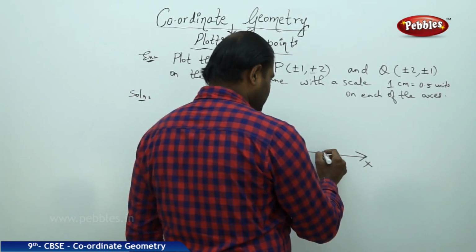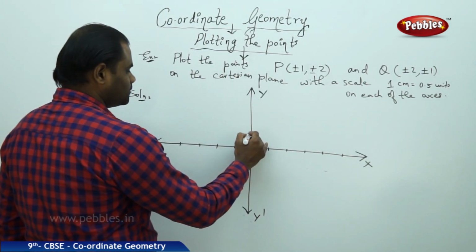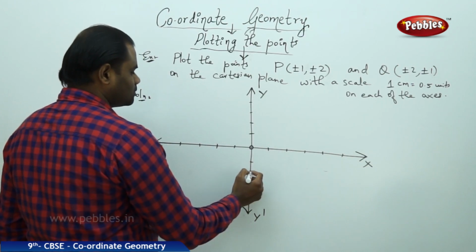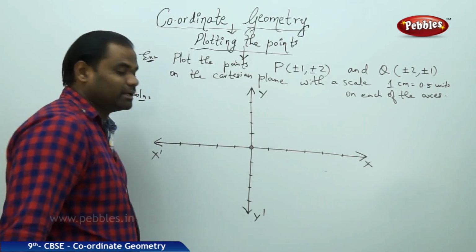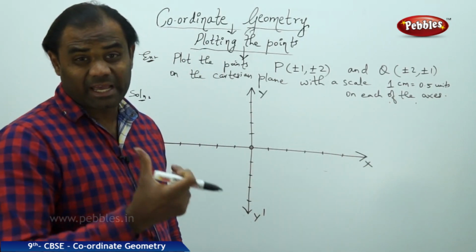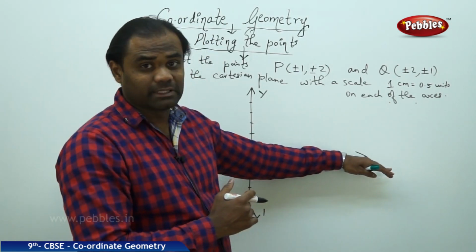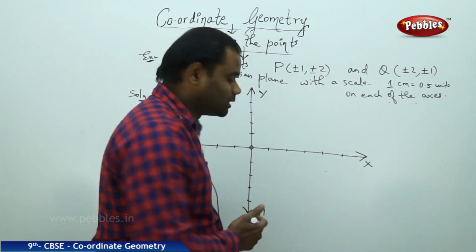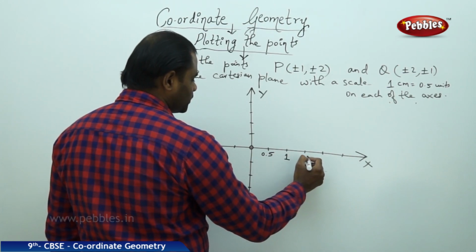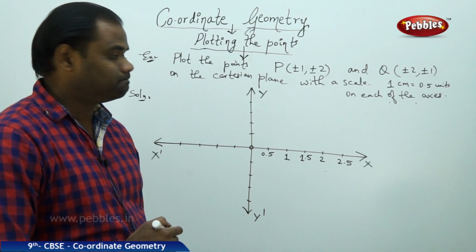So I just mark the grids, each of them, and here each of them is 1 centimeter. Now on both the x and y axes, the scale is the same, as the question refers. So on the x-axis, my 1 centimeter is 0.5 units, and therefore this moves each of 0.5, 1, 1.5, 2, 2.5, etc., as in the previous problem.